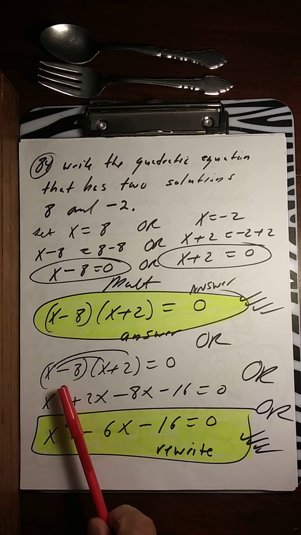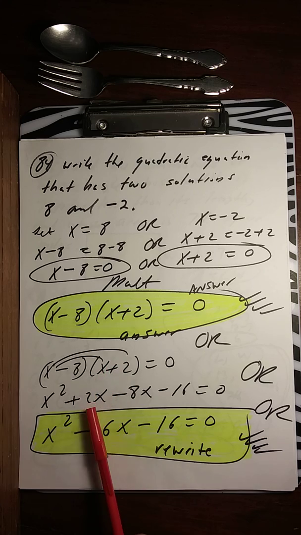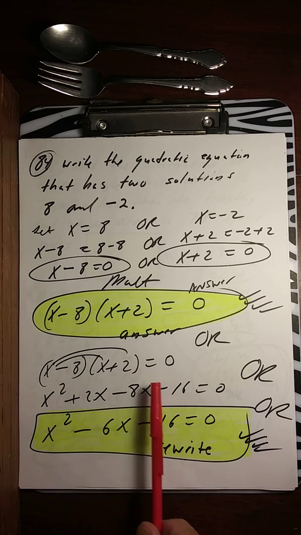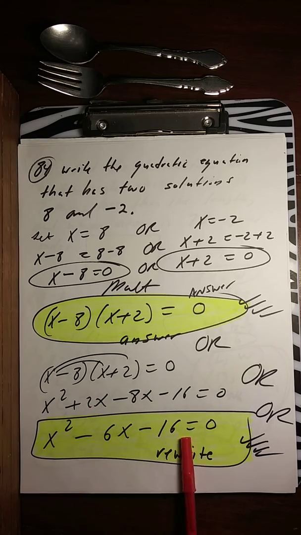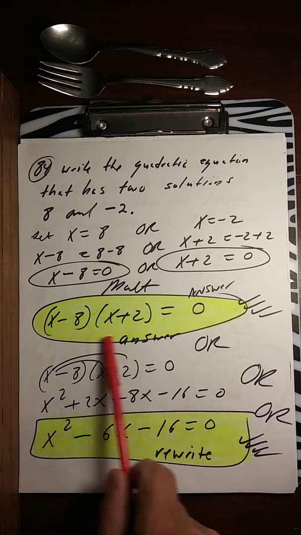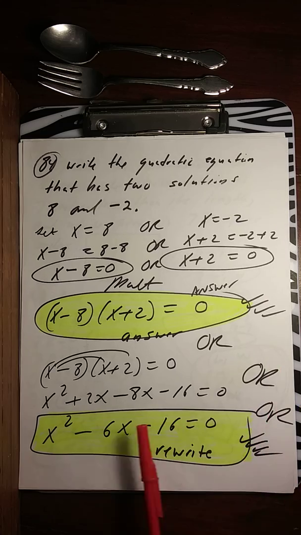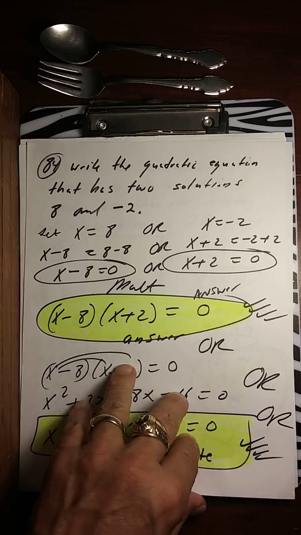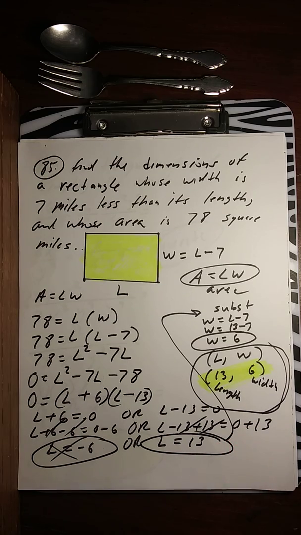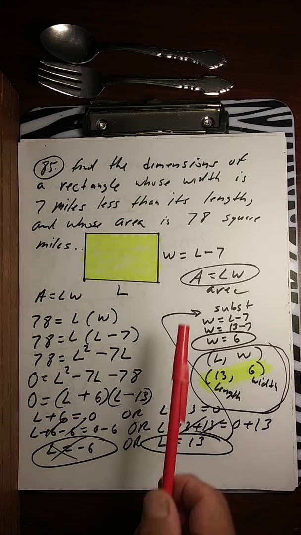Sure. x times x is x squared, that times that is 2x, that times that is minus 8x, that times that is minus 16. This is x squared minus 6x minus 16 equals 0. So this is the answer. Or you can also write it this way. You can fold it out. They're the same, equivalent. Find the dimension of the rectangle whose width is 7 miles less than its length.